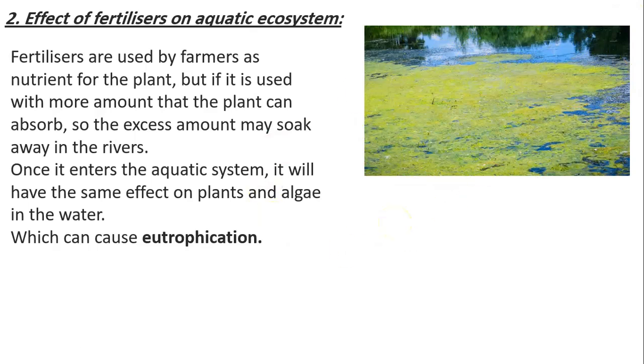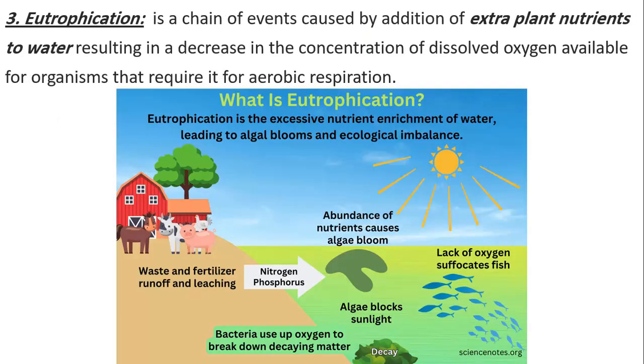What does that mean? It means that the algae and the water plants grew too much and they covered the surface of water. This is what we call eutrophication. So again, what's eutrophication? It is a chain of events that is caused by the addition of extra plant nutrients to the water, resulting in the decrease of the concentration of dissolved oxygen available for organisms that require aerobic respiration. So this is the definition.